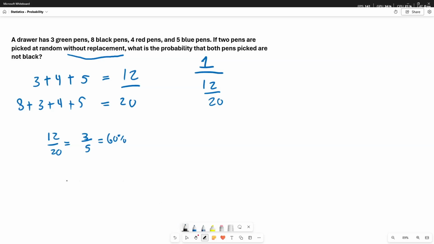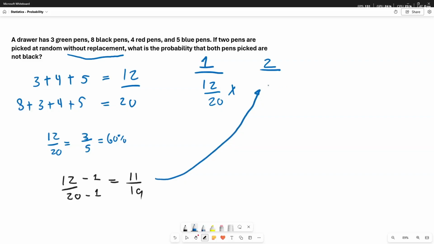So what we have to consider is, okay, we have our 12 over 20. Now we have to take away 1 from both the numerator and denominator because 1 pen is out of the whole ratio now. So we have 11 over 19. And so now that becomes our second probability that we have to account for, 11 over 19.